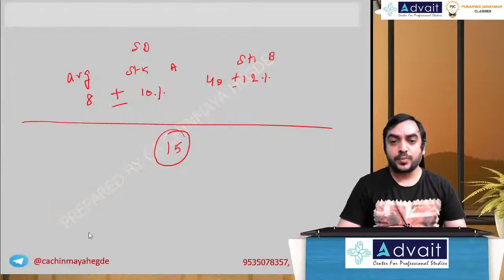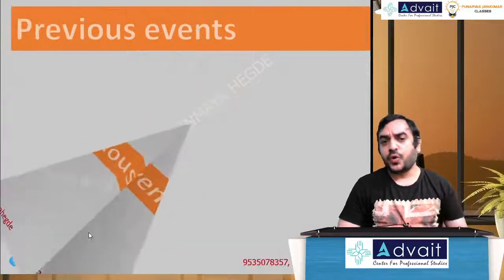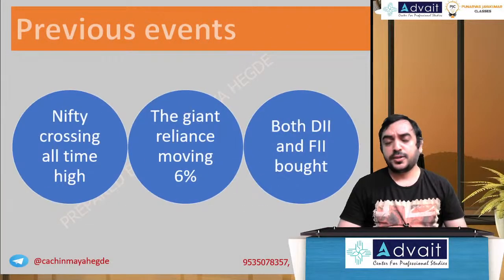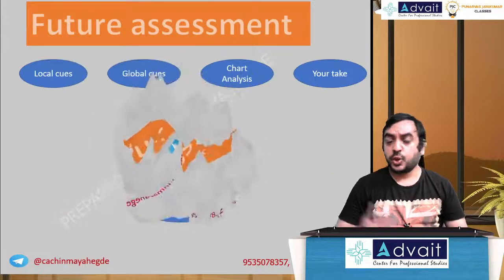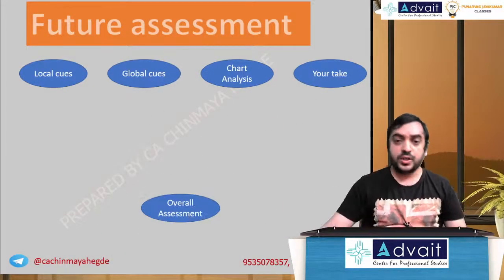Okay, so back to the PPT. Previous events we already discussed. Now let us look at the future assessments for today. What are the local cues? Things are still positive. Global cues, chart analysis, and my take, and overall assessment.